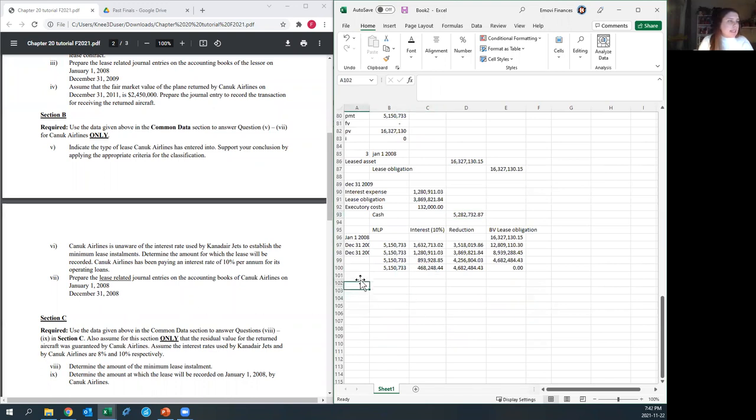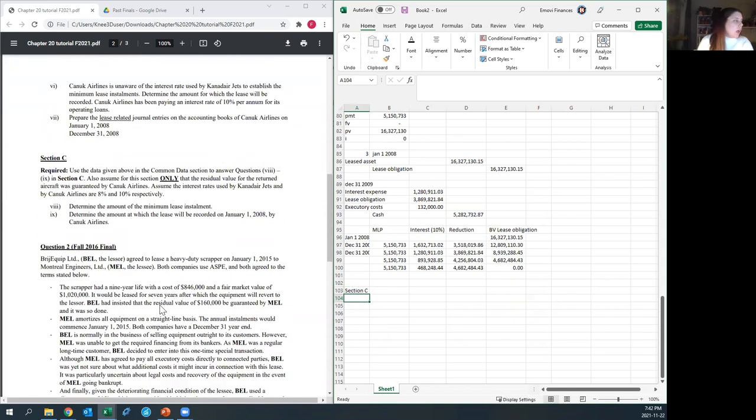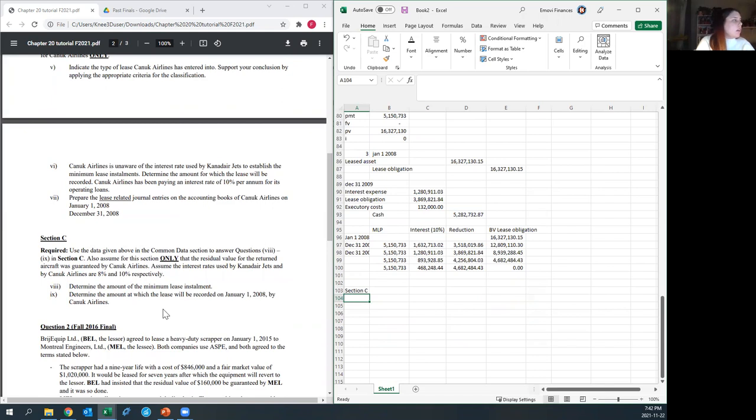All right, we're now at section C. Use the data given above in the common data section in section C. Also assume for this section only that the residual value for the return aircraft was guaranteed by Canuck Airlines. Assume that the interest rates used by Canada Jet and by Canuck Airlines are 8% and 10% respectively. So first, we're going to find what's the minimum lease payment. So your minimum lease payment is not going to change.